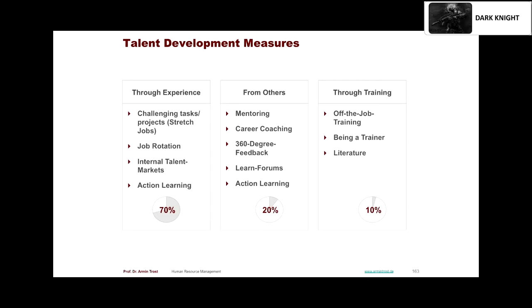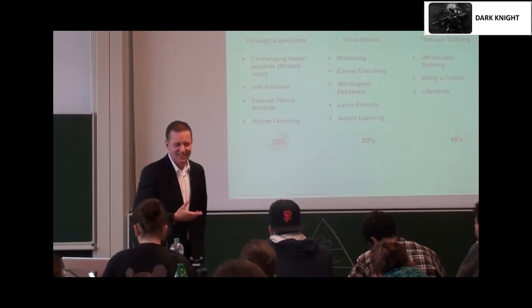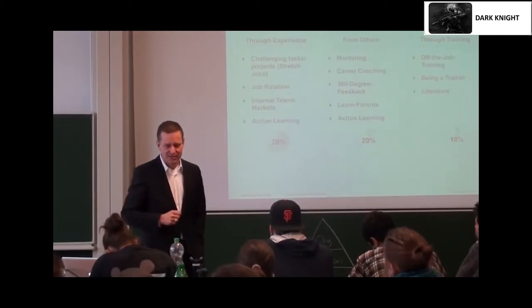20% we learn from others. It's not through experience. You simply learn through others, from feedback, mentoring, coaching, role models. And 10% we learn from training. Again, this is not scientifically proven, but that's a rule of thumb some companies use. We can also add a fourth area which says we develop through private experience. But that doesn't matter in a corporate context.